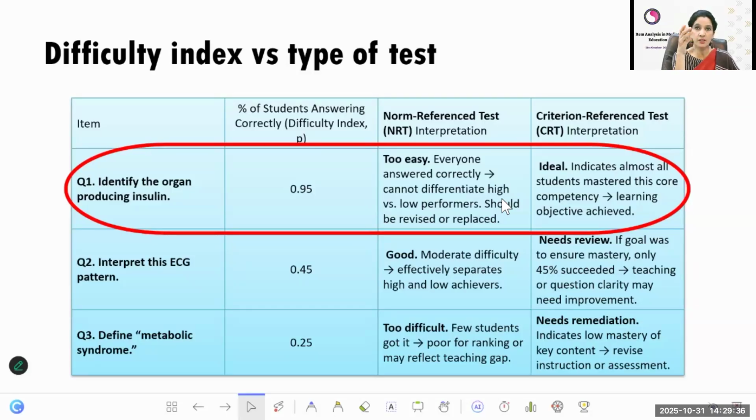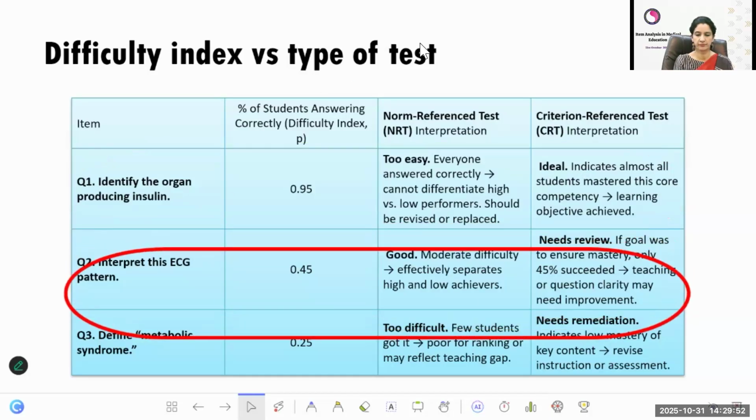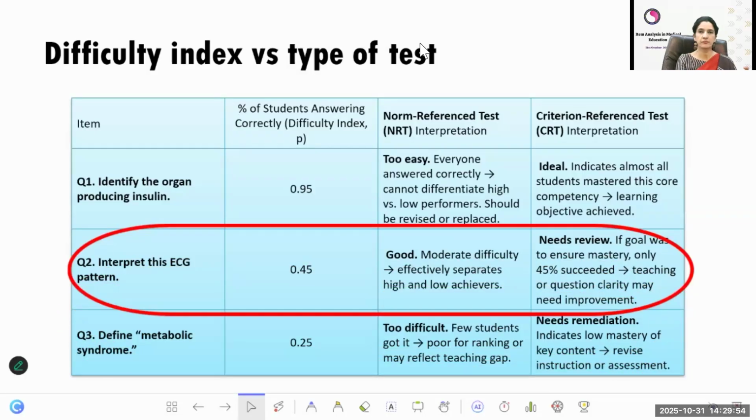Similarly, if I ask this question, interpret this ECG, and the difficulty index in this case is 0.45, we can say that it is a good question because it has a moderate difficulty and it is able to achieve good discrimination index also.